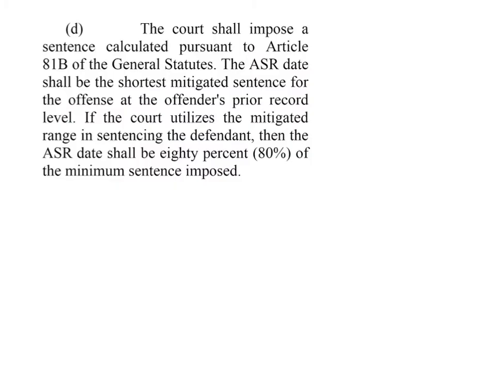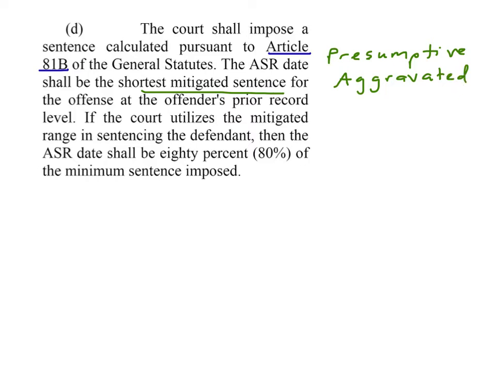So how do you figure that ASR date? What the statute tells us is that it starts with the regular sentence imposed pursuant to Article 81B of the General Statutes, which is just structured sentencing. And it says that the ASR date for that regular sentence is going to be the shortest mitigated sentence that the defendant could have received at his or her prior record level. So that's going to be the rule for any presumptive or aggravated range sentence for determining the ASR date.